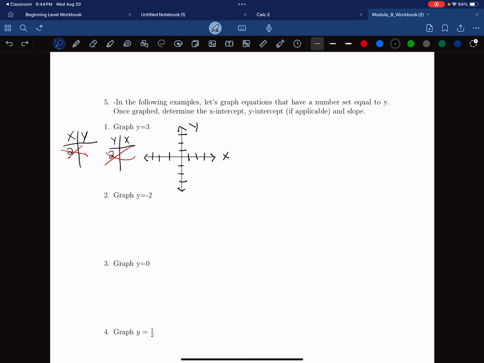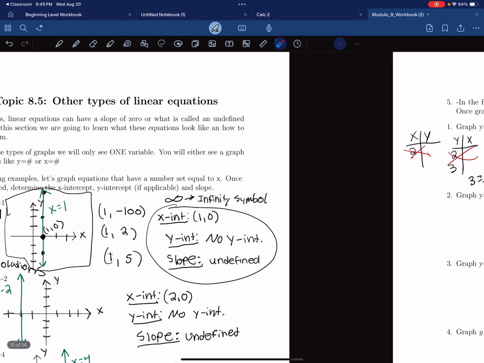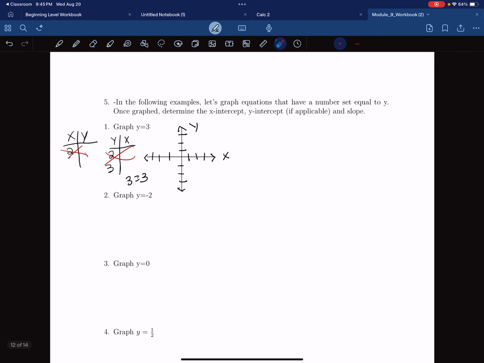But what if we were to pick the value for y equals 3? What if we were to plug in 3 for y? Well, in this case, it turns out that 3 equals 3. That's what we'd get for the equation if we plug in 3. And just like we've seen in this here, we're going to get all real solutions. But instead of infinite values of y, we're going to get infinite values of x.